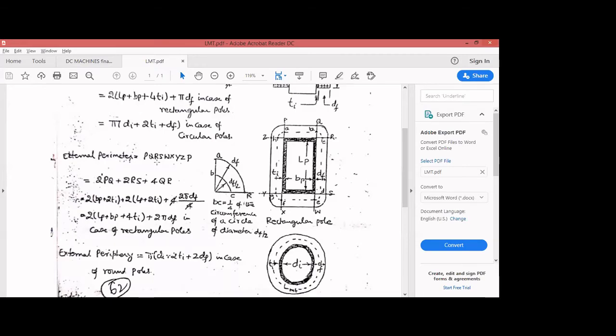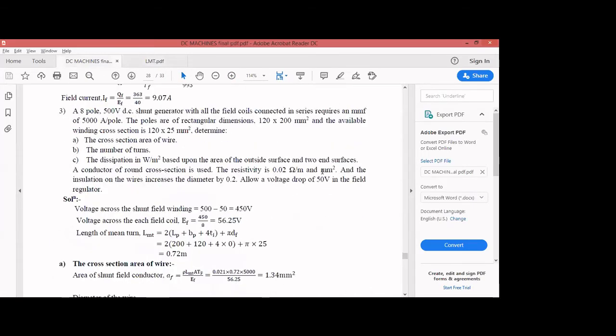If they don't give L0 and Li, then this is the technique to calculate the length of mean turn. With this I will continue the problem. Here you have to calculate the design. You have to design, which means you have to calculate the number of turns, then the field current and the loss, all those things. Let us go one by one.